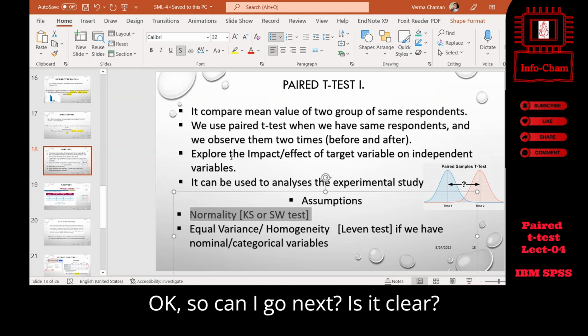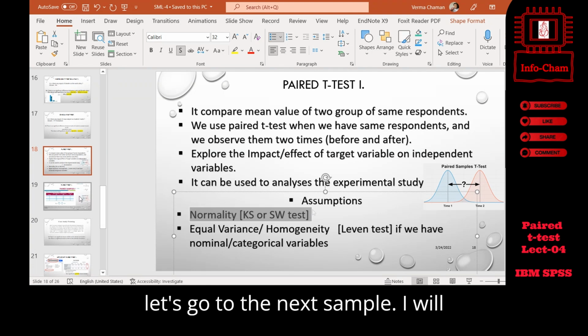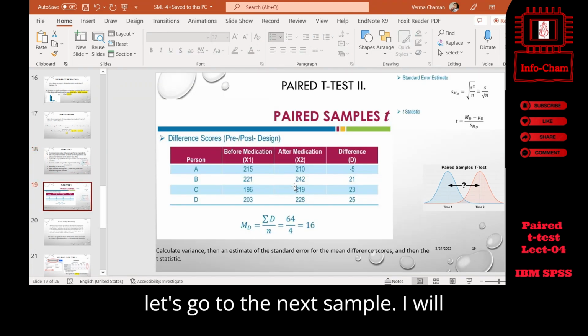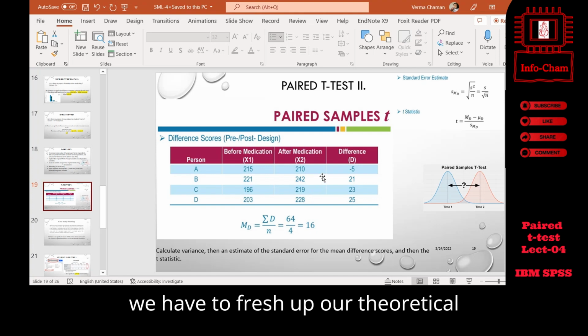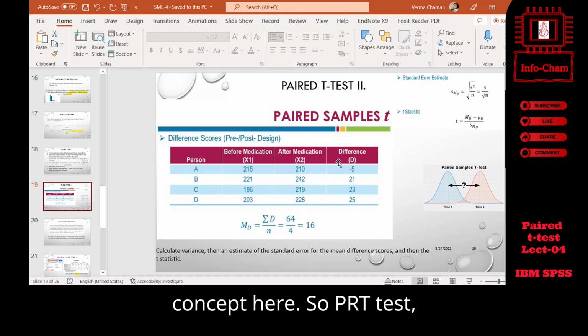Okay, so can I go next? Is it clear? Let's go to the next slide. I will take one case study very soon, but we just have to refresh our theoretical concept here. So paired t-test, can you see here?